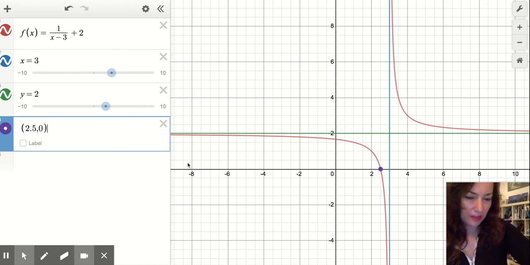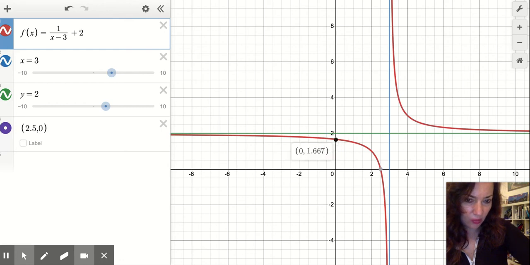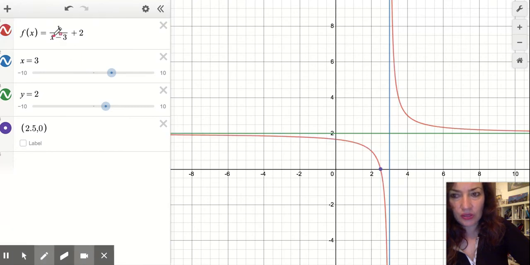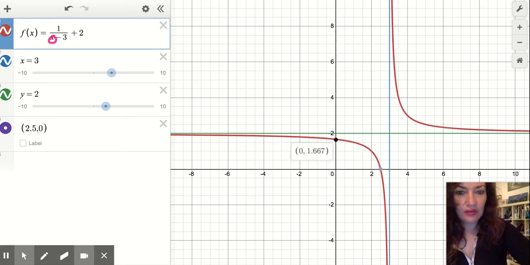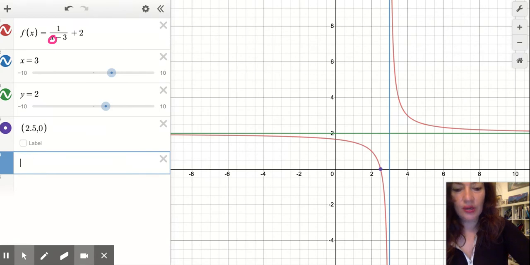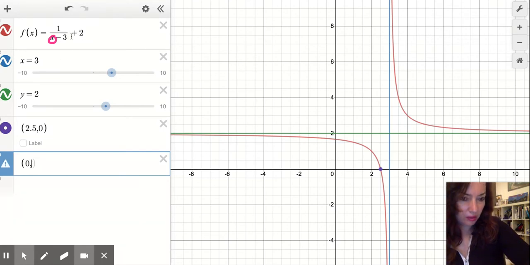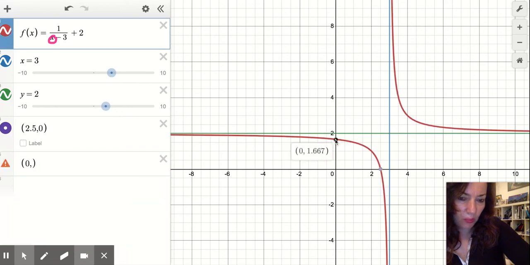Now, what do you think the y-intercept is? Well, let's take a look. Right here, the y-intercept is 1.667. A y-intercept is when x is 0. So if you look at the equation here, if we plug in 0 for x, 1 over 0 minus 3 is negative 1/3, and 2 minus 1/3 would give us the value that we see right here, 1.667. So we can write, the y-intercept is when x is 0, y is 2 minus 1/3, which is 1 2/3, the same as 1.667, or approximately 1.67.